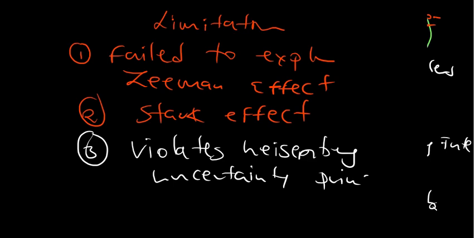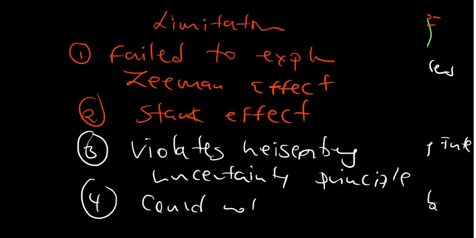And then the last one, it could not explain the spectra obtained from larger atoms. Okay, so these were basically the postulates and limitations of Bohr's model of an atom.